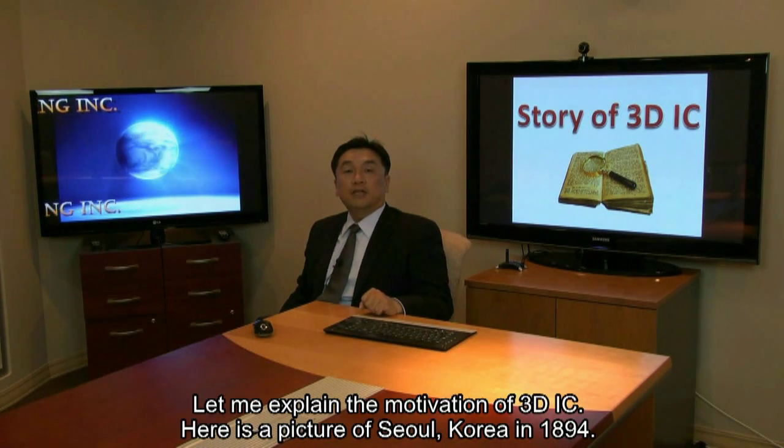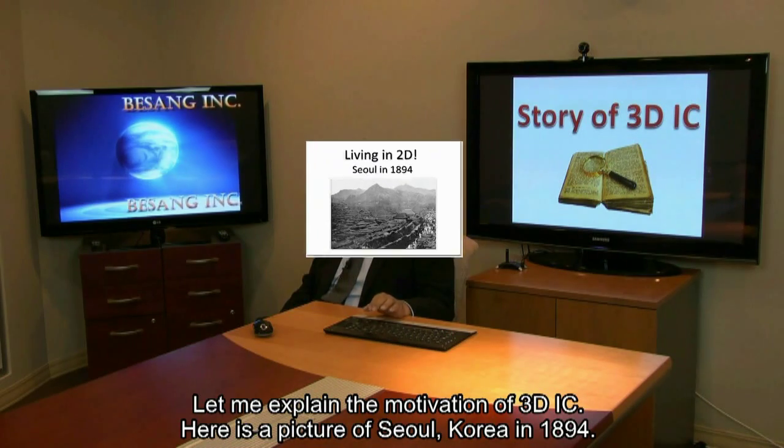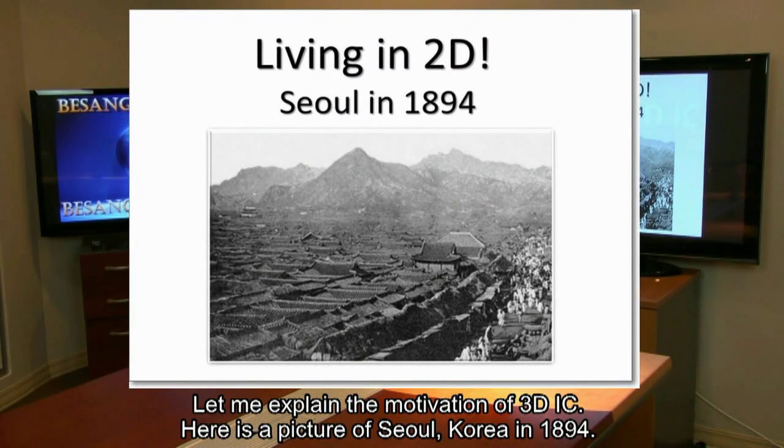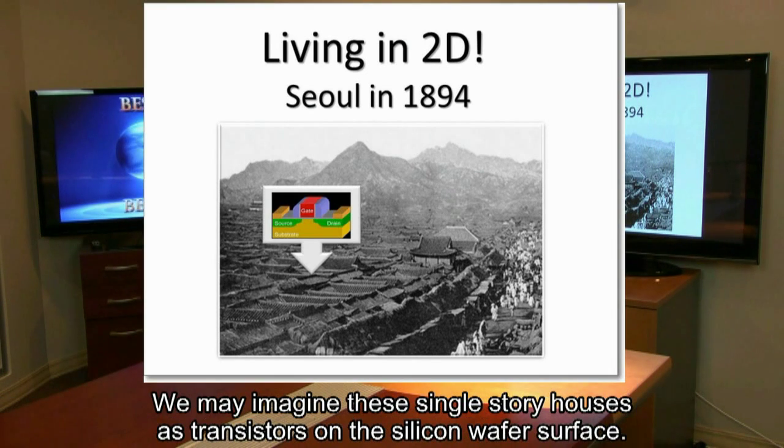Okay, let me explain the motivation of 3D-IC. Here's a picture of Seoul, Korea in 1894. Most people were living in single-story homes, and there were not many people in Seoul at the time. So they were able to enjoy the many bedrooms and large backyard. We may imagine these single-story houses as transistors on the silicon wafer surface.